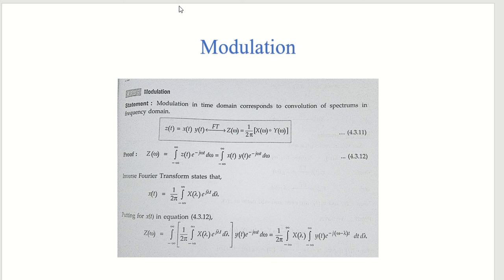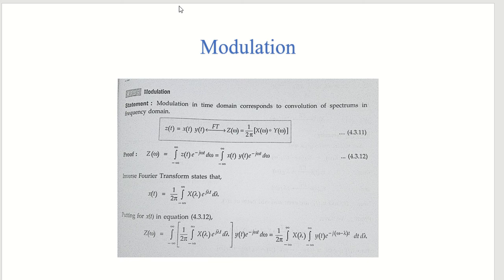Let's take Z of t and take the Fourier transform of it. When we take the Fourier transform, the term will look like integration from minus infinity to infinity of X of t into Y of t into e raised to minus j omega t dt. And we all know what the inverse Fourier transform states. We saw it in the earlier part of our lecture. It says X of t is equal to 1 by 2 pi integral from minus infinity to infinity of X of lambda e raised to j lambda t d lambda. That's the formula for inverse Fourier transform, right? To obtain my time domain signal from the frequency domain signal.